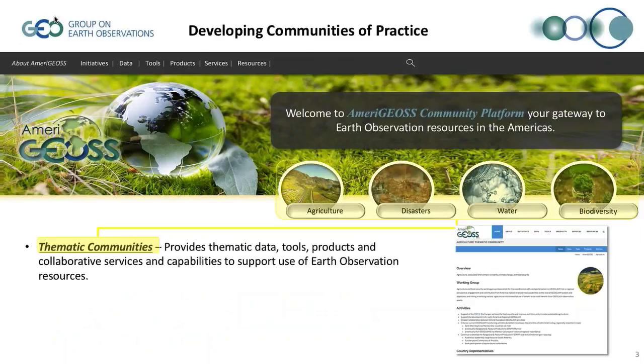So what you see here, this graphic up top, really speaks to a lot of the user requirements and the feedback that we've received so far. I'll talk to that more in terms of the platform itself and what some of the expectations are. One of the first things that the community established from more of a business context is what are those thematic communities that AmeriGEOSS will focus on as priorities. And they are within the agriculture, disasters, water, and biodiversity domains.